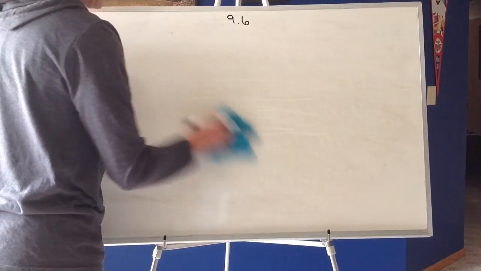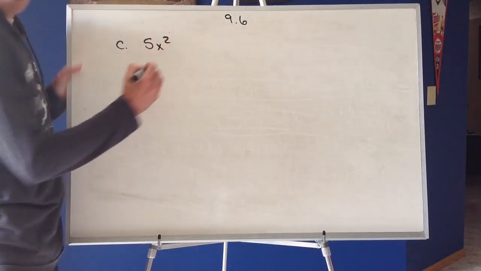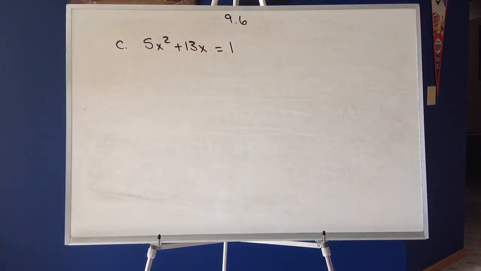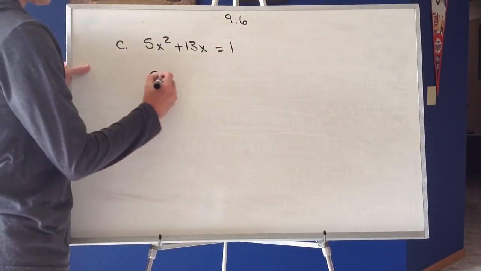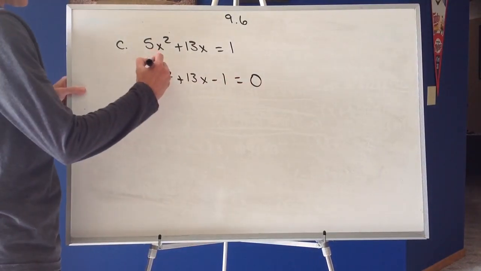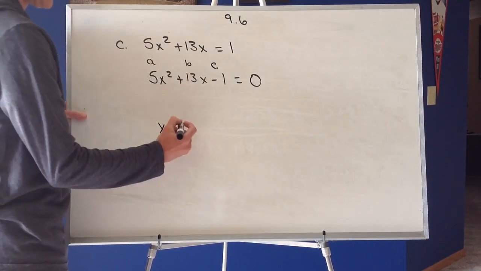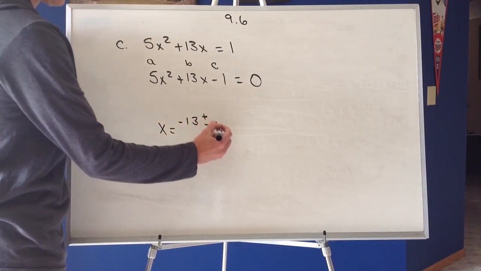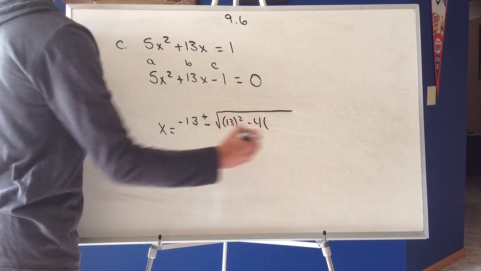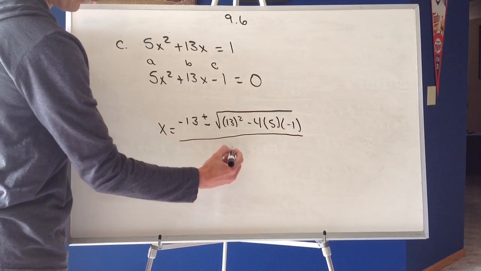And then one more like this, and then we have one other thing to talk about today. This one's not set equal to 0, so the first thing we need to do is subtract the 1. This would be my A, my B, and my C. So then we can go ahead and put it in. It would be -b, which would be -13, plus or minus the square root of b squared minus 4 times A times C, and that would all be over 2 times A.